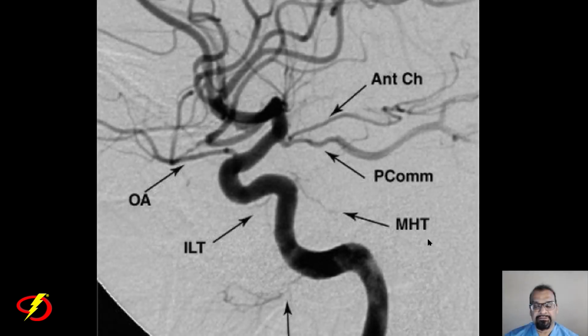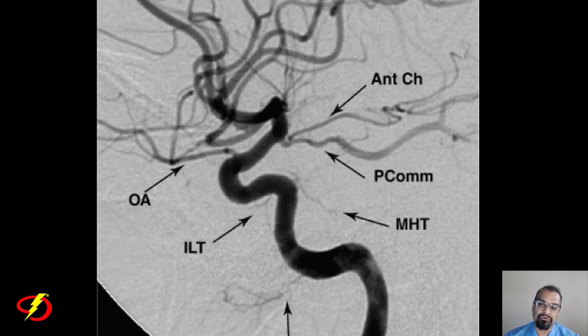So let's look at this. This is another lateral angiogram. And here is that bend in the carotid, the genu. Here's the ophthalmic artery. See that? Ignore the stuff down here. This is the ophthalmic artery. So the ophthalmic artery and above is the supraclinoid segment.